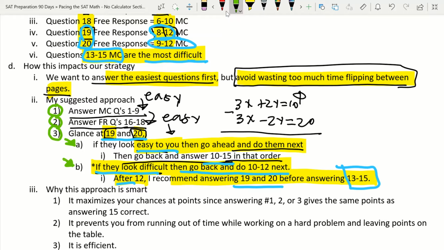If they look difficult, then go back and do 10 through 12 next, and then after 12, go back, answer 19 and 20, and then go do 13 through 15. Okay, so that right there, if you want to write something in your notes, this would be the big thing that I'd recommend writing in your notes if you're going to follow what I recommend.